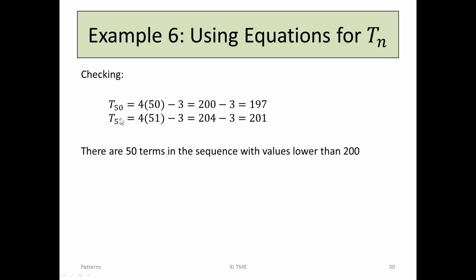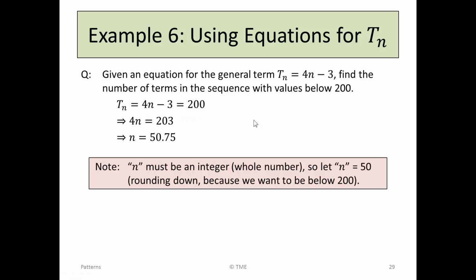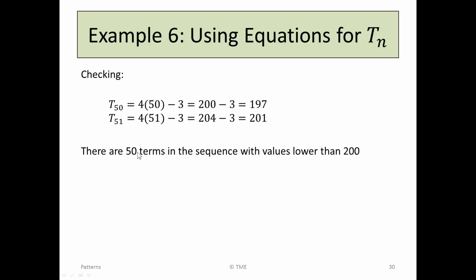Checking now, we can say T50 is 4 times 50 minus 3, or 200 minus 3, or 197. Whereas T51 would be 4 times 51 minus 3, or 204 minus 3, or 201. So T50 is 197, T51 is 201, using the formula before, that Tn was 4n minus 3. So it's clear that there are 50 terms in the sequence with values lower than 200.